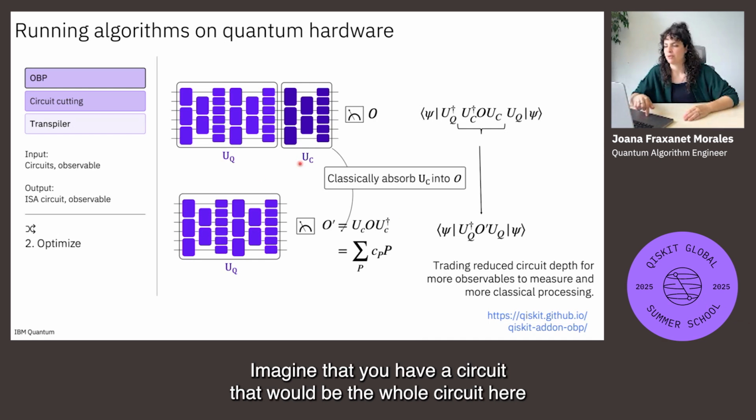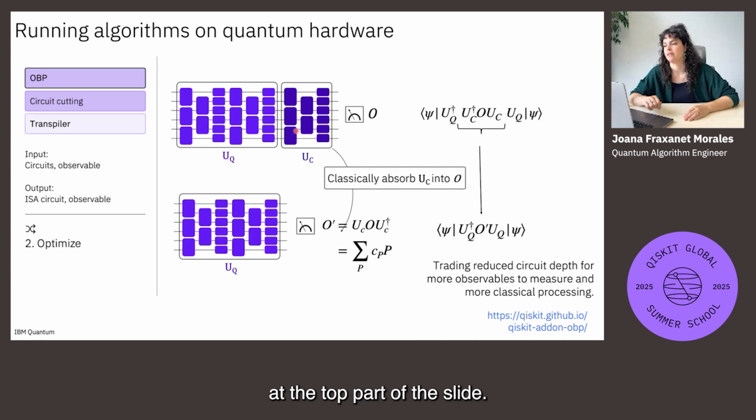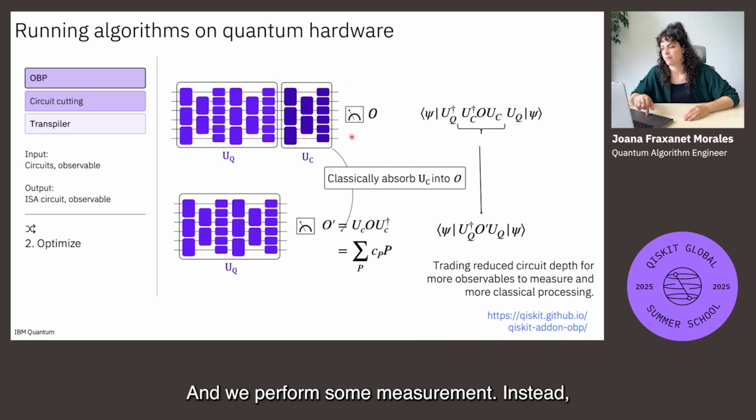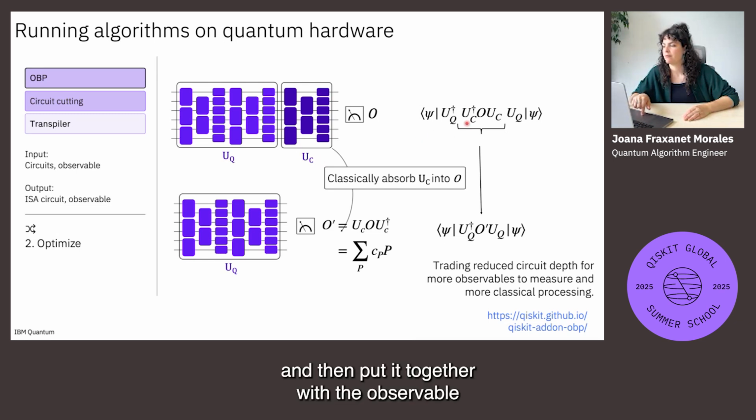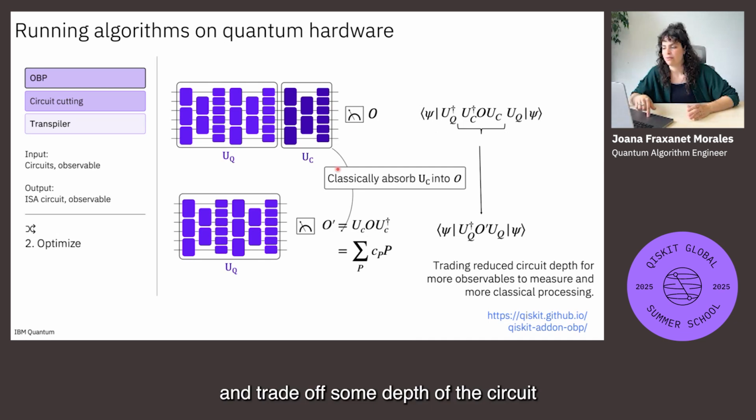Imagine that you have a circuit, that would be the whole circuit here at the top part of the slide, and we perform some measurement. Instead, you could take this last part of the circuit, the unitary C, and put it together with the observable, and trade off some depth of the circuit for a number of observables.